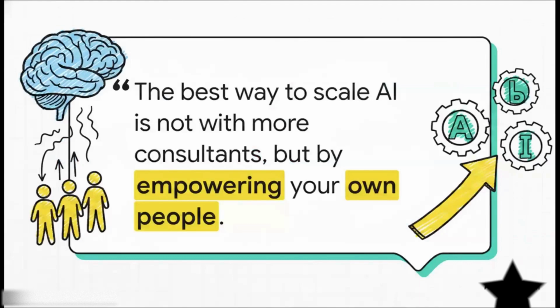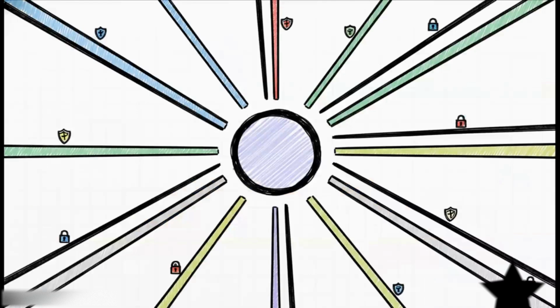The best way to scale AI is not just more consultants, but empowering your own people, enabling your own people to become the experts. It's all about building that skill and that knowledge from the ground up inside your culture. Now, as that internal adoption explodes, you naturally climb higher on the ladder.